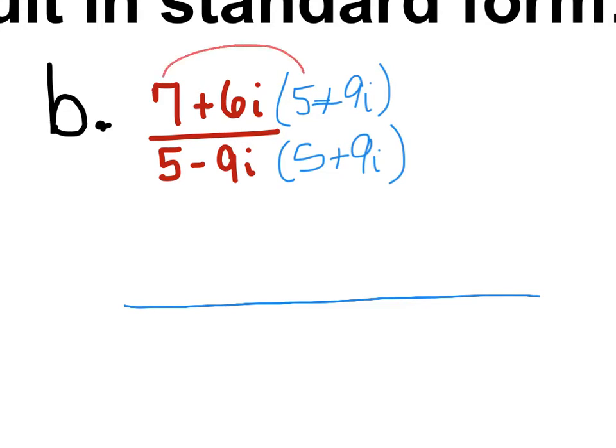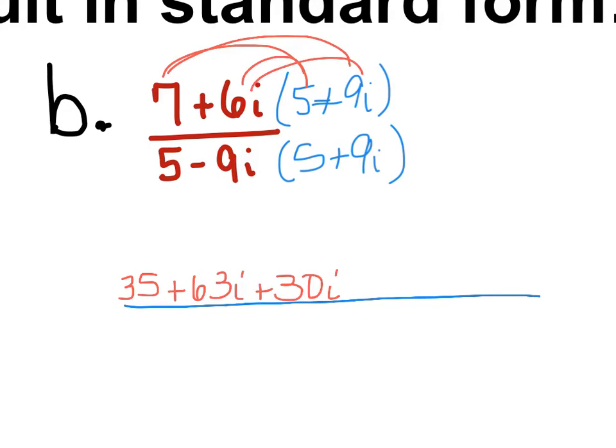What is 7 times 5? 35. What is 7 times 9i? 63i. Okay. What is 6i times 5? 30i. And what is 6i times 9i? Plus 54i squared. I agree with you, Kelly and Francisco, but I'm just going to write it out.